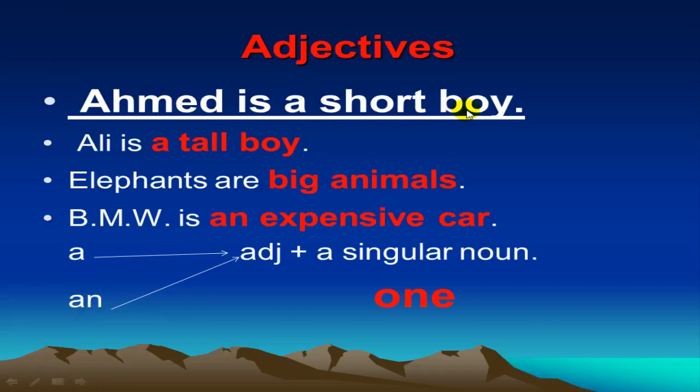Ahmed is a short boy. Ali is a tall boy. Elephants are big animals. BMW is an expensive car. Here I can put adjective, tall, big, expensive, plus noun: boy, animals, car. With a singular noun like boy or car, I can put a plus adjective plus a singular noun, one. A tall boy: one boy who is tall. An expensive car: one car which is expensive.